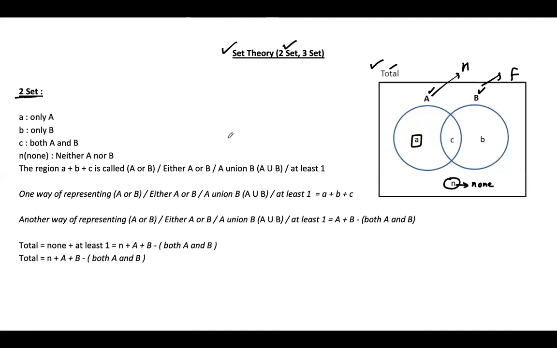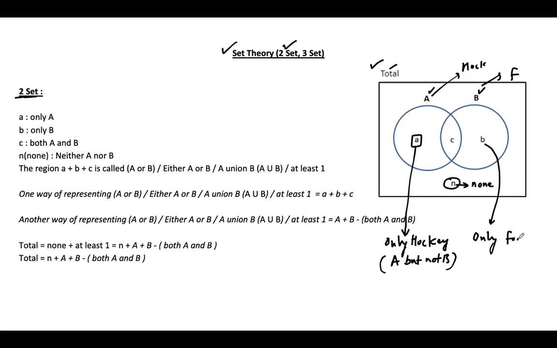About A and N. About this. That's only A. So these are the persons that like only hockey. One way of saying is A but not B. These are the persons who like only football. Another way of saying these are the persons who like B but not A.